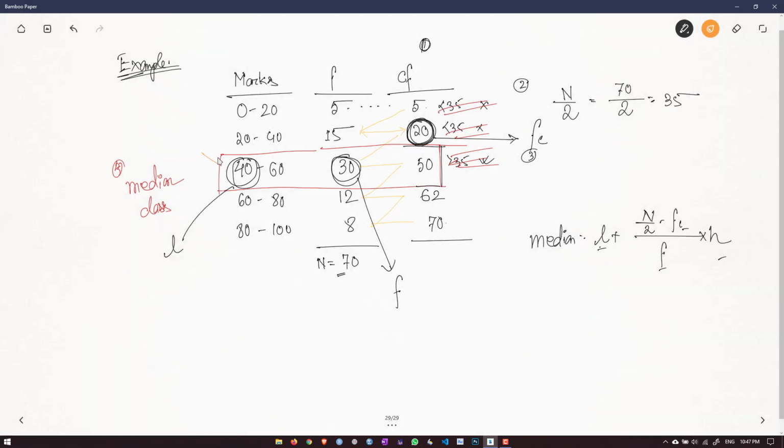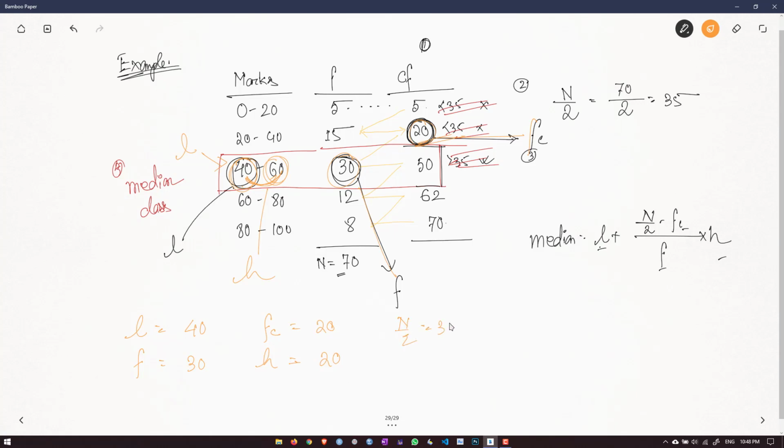So this one is L, this one is F, the one before is FC, and the class difference, that means the difference between the lower limit and upper limit, is called your H, right? So in this example, L is equal to 40, F is equal to 30, FC is equal to 20, and H is equal to the difference between 40 and 60, which is 20, right? So these are the values.